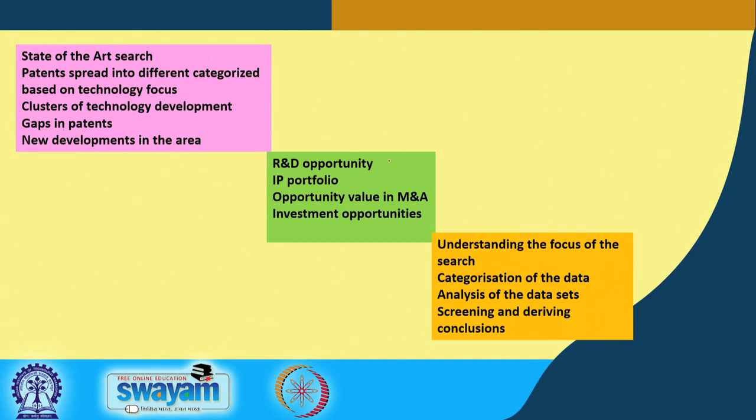Certain important aspects of patent landscapes must be kept in mind. One, from the point of view of understanding the focus of the patent landscape search. Second, from the point of view of data categorization, adopting the right type of visualization tools, looking at cross-referencing of information, screening and deriving conclusions is one important facet of the patent landscape search.